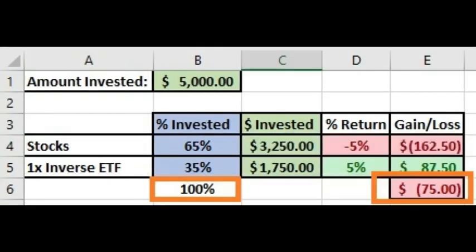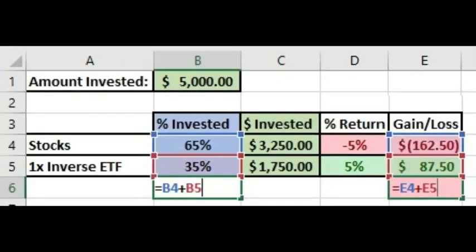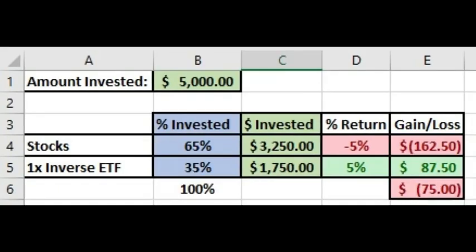The last two formulas you can choose to set up are the ones that add the percentages together and the ones that add your gains and losses. Just type in equals and click one of the boxes above it, put a plus sign, and then click the other box above it and press enter. Now you have a basic setup to run scenarios to show how your portfolio might perform with certain allocations among stocks and inverse ETFs.